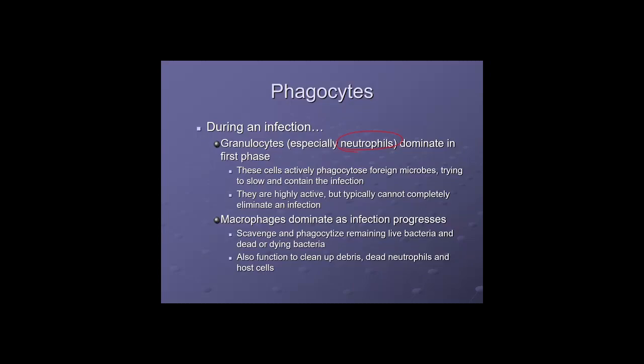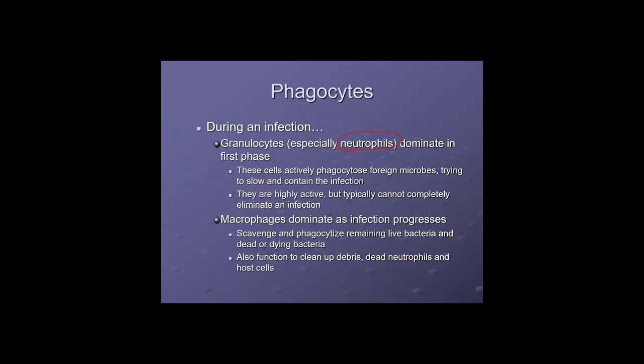Now, neutrophils are very active in phagocytosis. But most of the time, they can't clear an infection. They're highly active and they will kill many bacteria, but they're generally not able to achieve sterilization of the wound, getting rid of all the microbes.